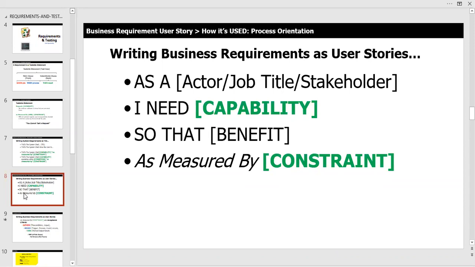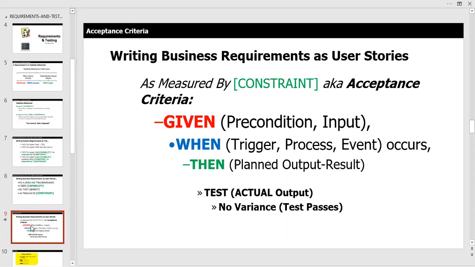And the user story approach is: as an actor, job title, or stakeholder, I need a capability so that I can benefit. That's pretty much all that's in a user story until you want to test it, and then you have to add "as measured by" some kind of constraint. That term is called acceptance criteria. So what I've been describing as measured by, the constraint, is also referred to as acceptance criteria.